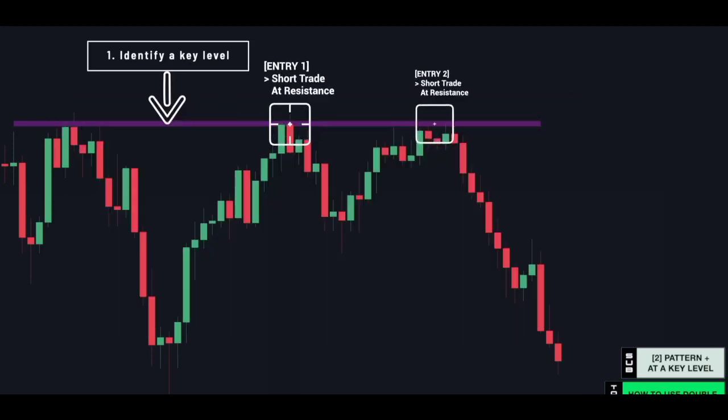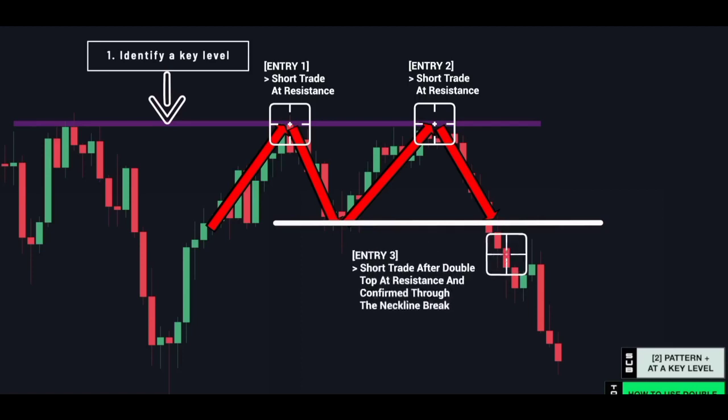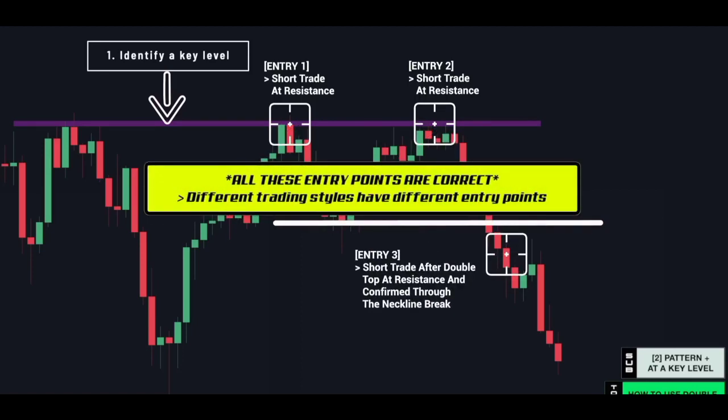Others would have entered short right at this point here, where pattern traders wouldn't enter until the double top pattern formed and then the break of neckline here. All are correct. There are multiple different ways to enter trades based on your style.